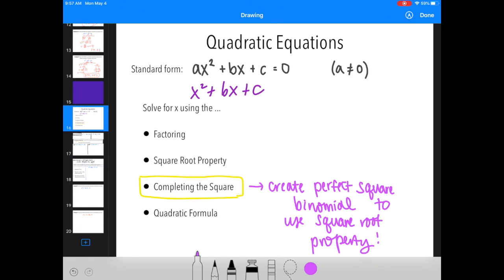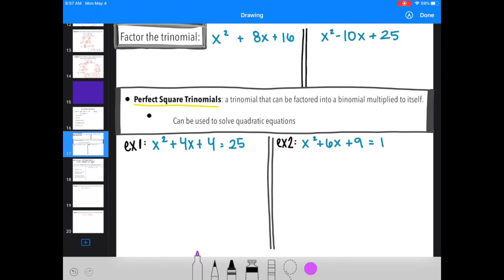And basically, when you complete the square, you do a couple calculations to create a perfect square binomial to use the square root property. And we're going to examine how that works. But before we go through and tie that back in, let's do a little bit of practice with factoring. All right, factor the trinomials at the top.